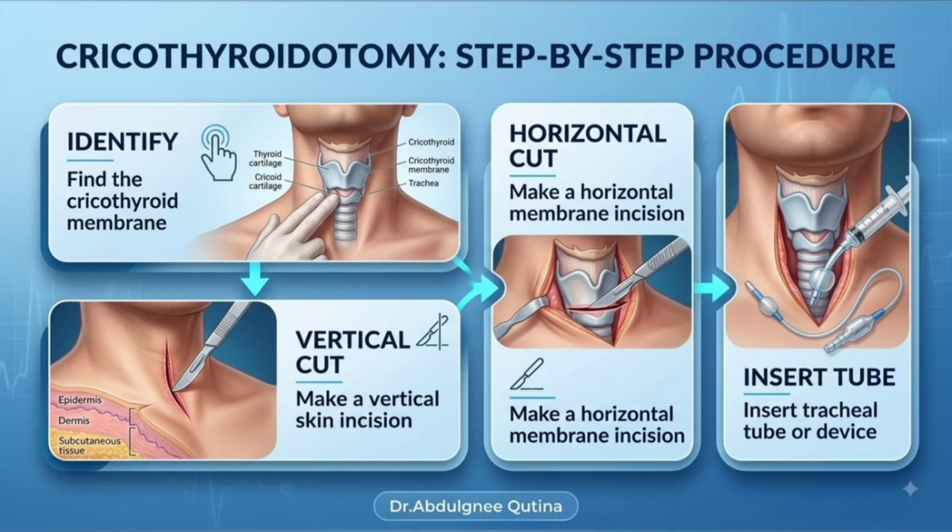You make a vertical incision through the skin, then a horizontal incision through the membrane itself, and slip your tube in. Just keep in mind, this scalpel technique is for adults. If you're dealing with a pediatric patient, you're going to opt for a needle cricothyroidotomy instead.